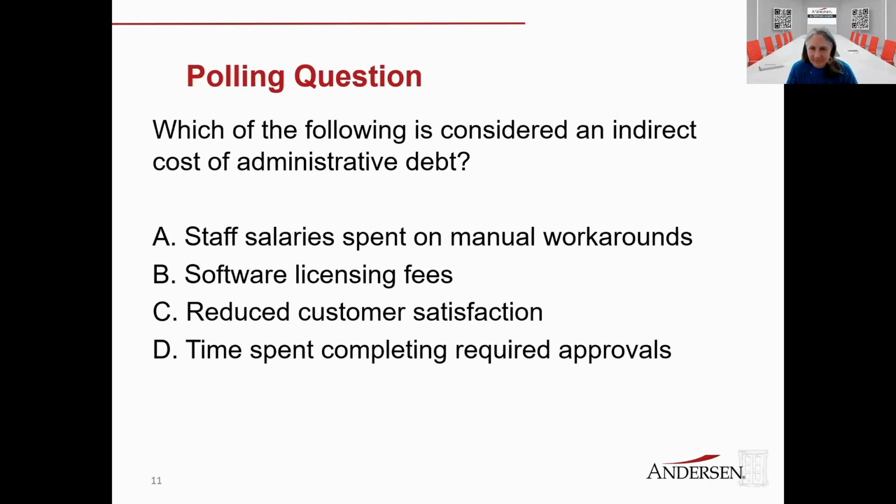All right. So, which of the following is considered an indirect cost of administrative debt? Staff salaries spent on manual workarounds, software licensing fees, reduced customer satisfaction, or time spent completing required approvals. This is really interesting. This is testing whether or not people are paying attention. That's right.